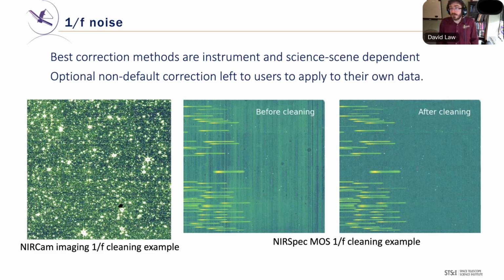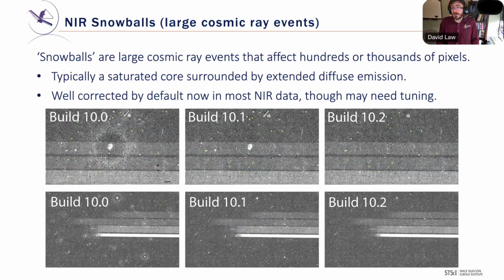The second general case we see in a lot of data is, well, for the near-infrared, it's called snowballs, but these are very large cosmic ray events. So I mentioned earlier, cosmic rays break up our ramps so that we need to now fit before and after these cosmic rays disrupt our ramp in order to get good slopes for each pixel.